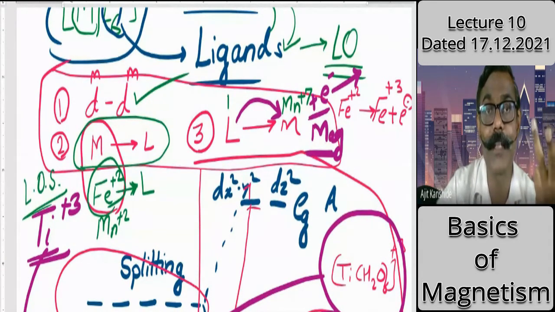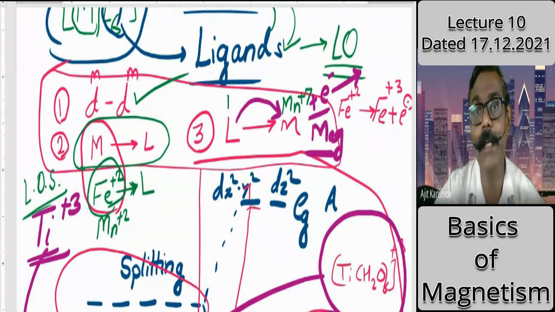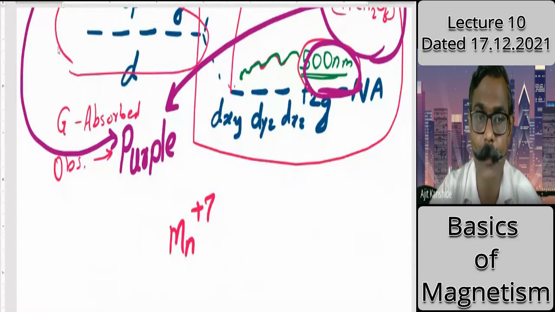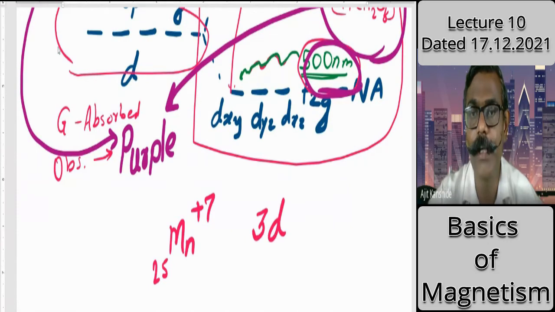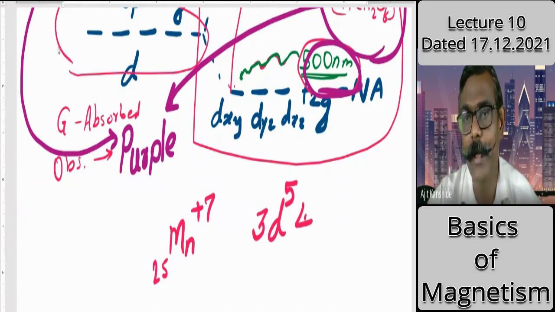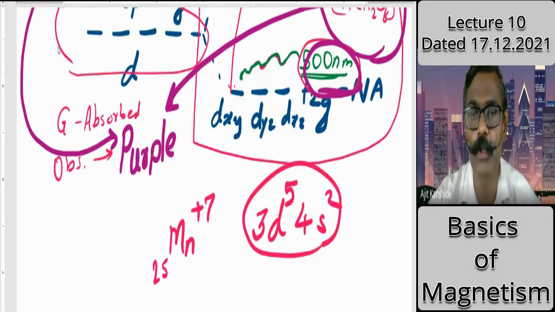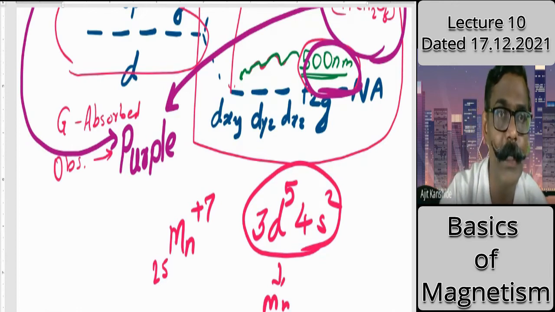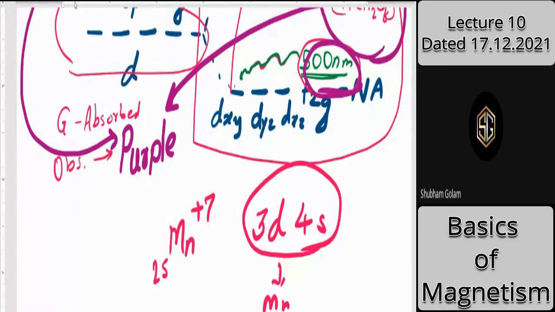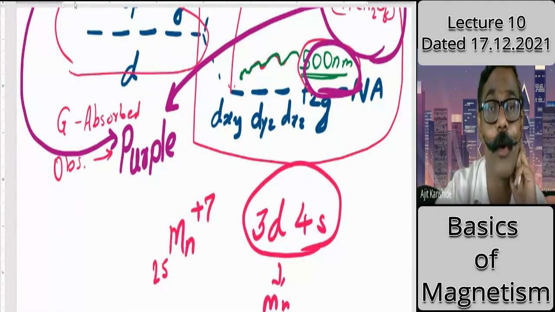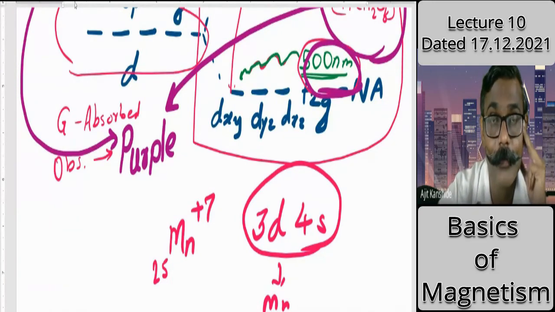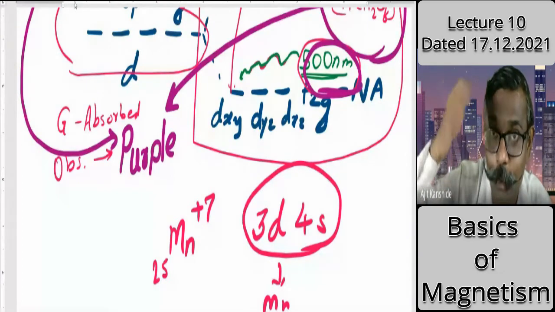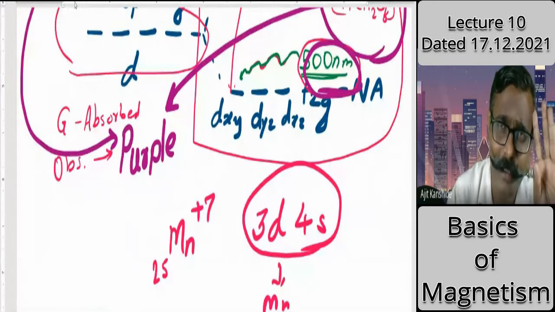Here, Mn plus 7 actually has how many d electrons? Manganese, atomic number 25. 3d5 4s2 is the electronic configuration of Mn. I want Mn plus 7. How many electrons will be there in the d orbital? 0. There will be no electron. Then how can it be colored? It has no electrons, so it has a tendency to take electron, being in a high oxidation state.